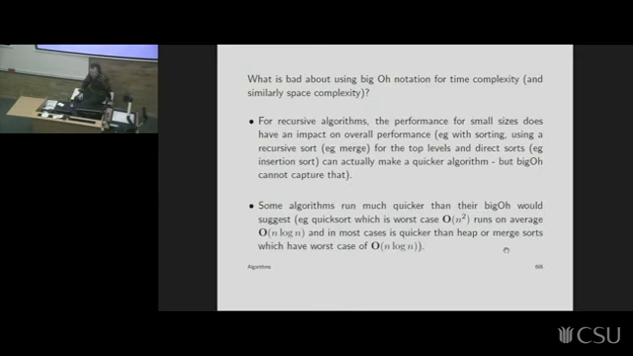It has some bad things though. If you've got a recursive algorithm, which I'll talk about more in a second, the big O, oh no.